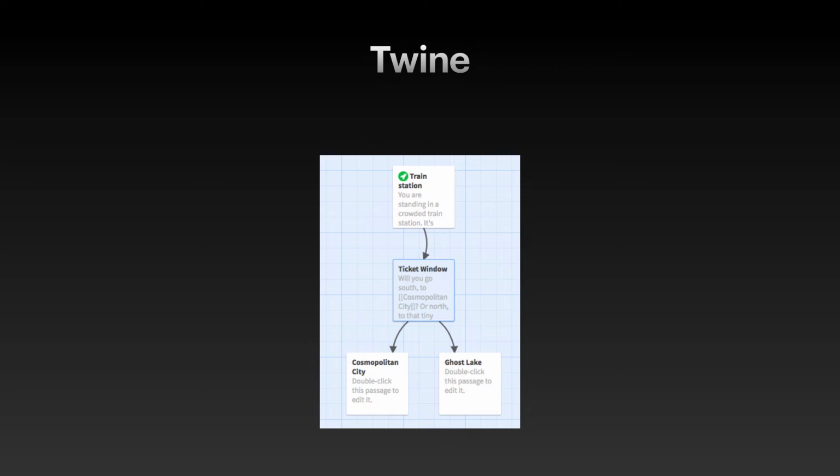Twine, created by Chris Klimas in 2009, is an open-source platform for creating interactive fiction, which can then be published in the HTML format. It doesn't require knowledge of programming, which is why it has gained popularity among scriptwriters for creating, for example, interactive television programs and movies.